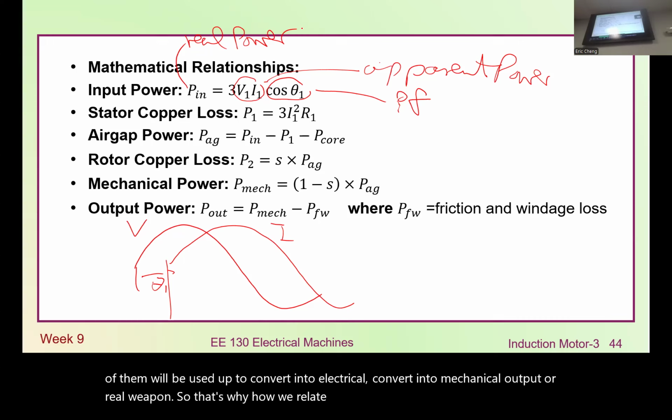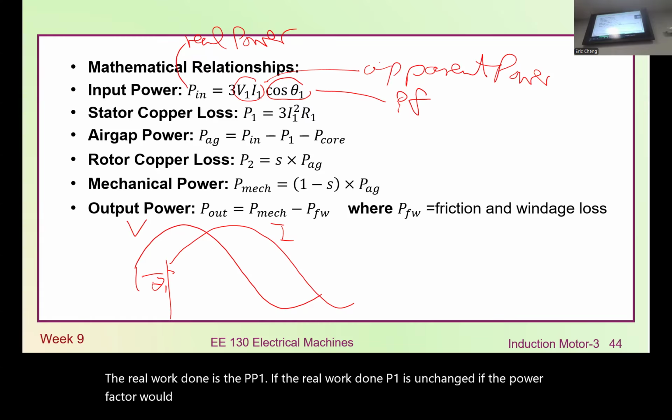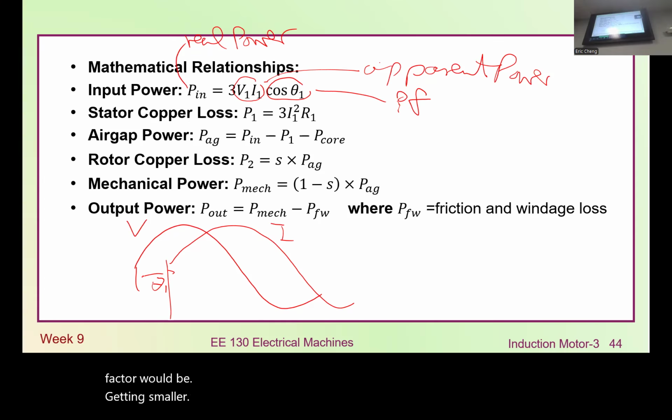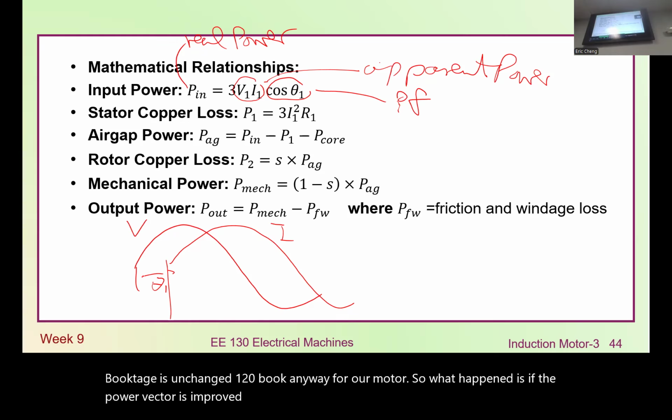And then between them is the cosine phi here. You can see that the real work done is P1. If the real work done P1 is unchanged, the power factor will get smaller. Voltage is unchanged, 120 volts anyway for our motor. So what happens is, if two motors are at the same power level, but one motor has a lower power factor, what does that mean?